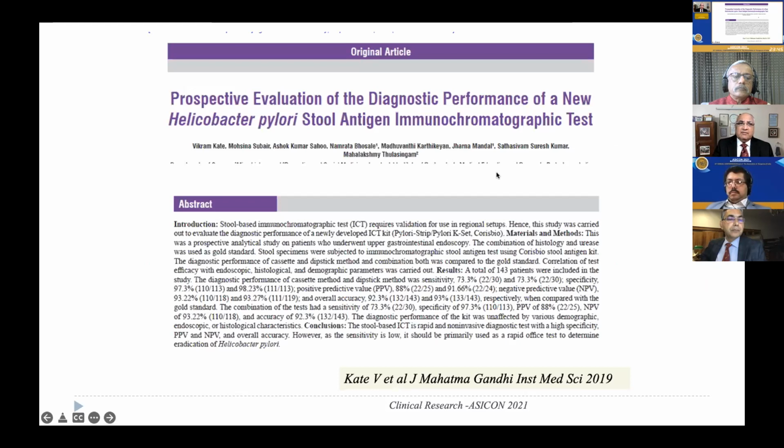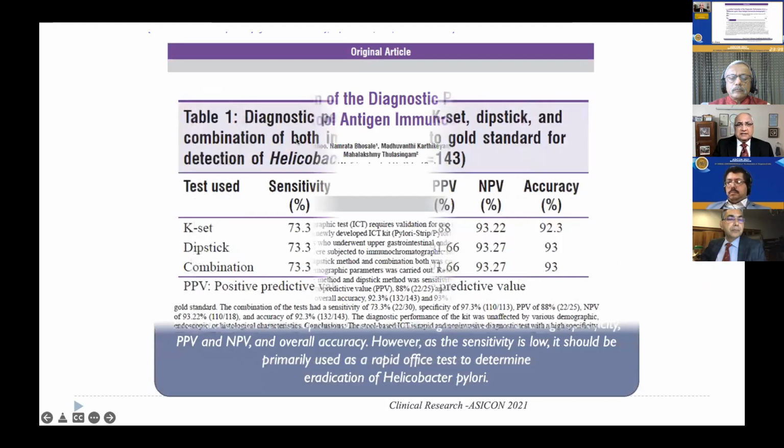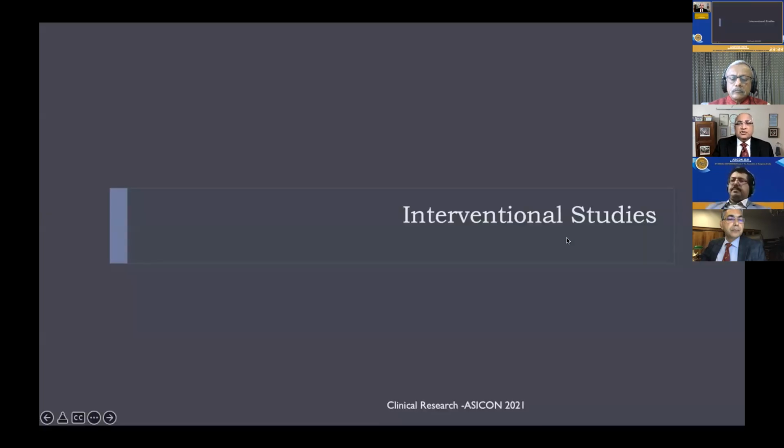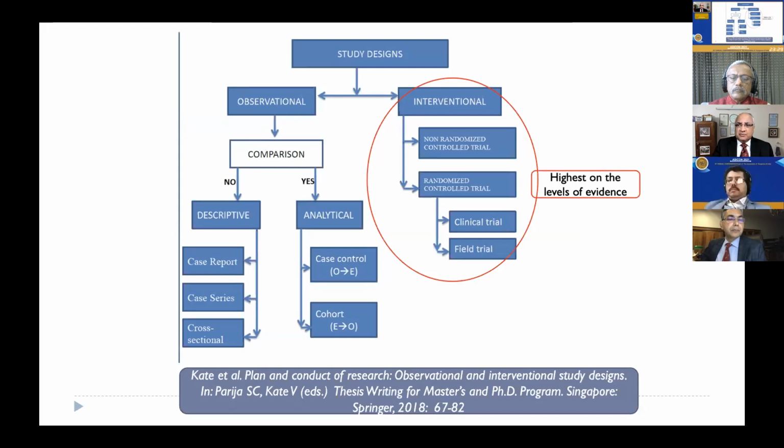This is one study we have done: prospective evaluation of diagnostic performance of a new H. pylori stool antigen kit. And these are the results we got: sensitivity, specificity, NPV, and overall accuracy. So now we've seen observational studies. This is just an overview. It's not possible to cover everything.